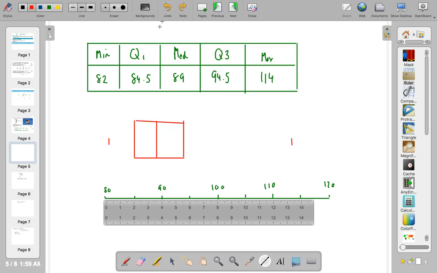Join up the box, there and there. And then join the whiskers together like so, over to there. Write our values in. So 82, 84.5, 89, 94.5, and 114. So just looking at this, we're looking back to our data here.